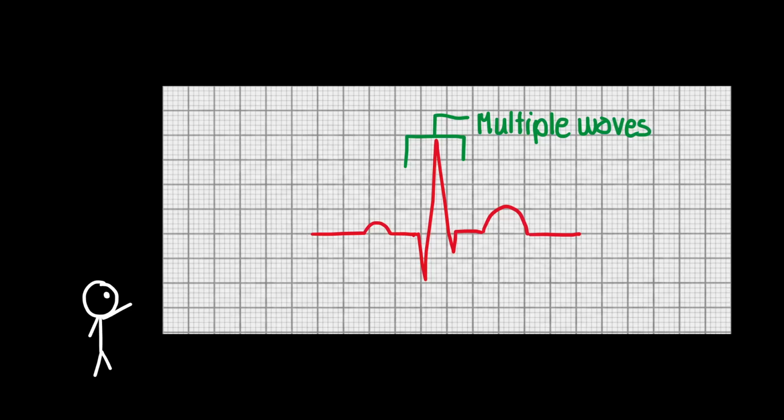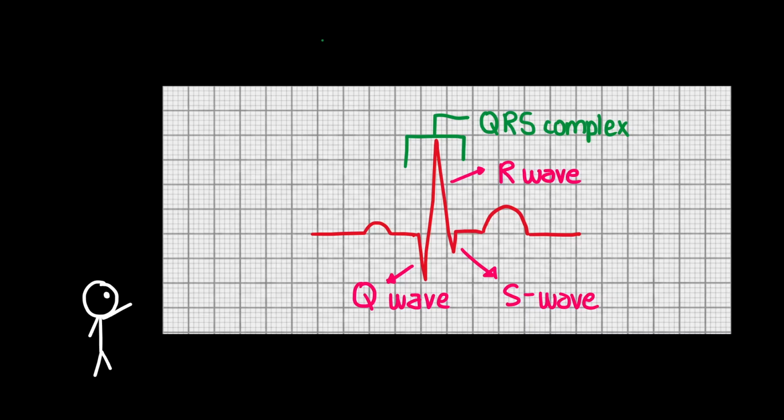Sometimes several waves happen so rapidly and so close together that they can't be separated as individual events. They merge into one combined shape. That combined shape is called a complex. The only complex on a standard ECG is the QRS complex, and it contains up to 3 deflections: Q, R, and S waves. Happening in such rapid succession, they form one unified event.